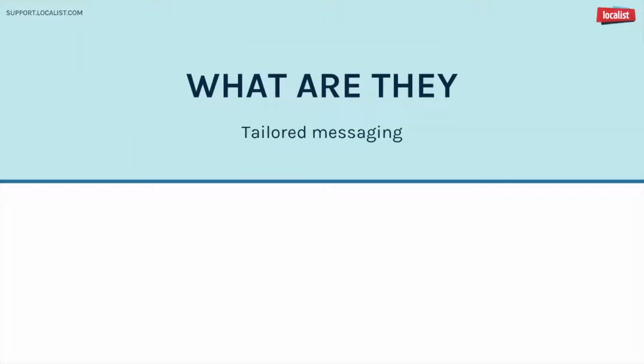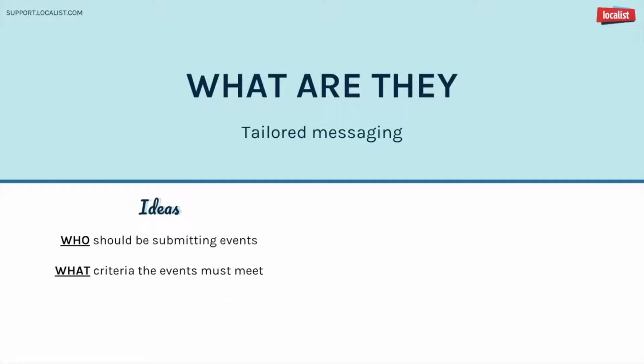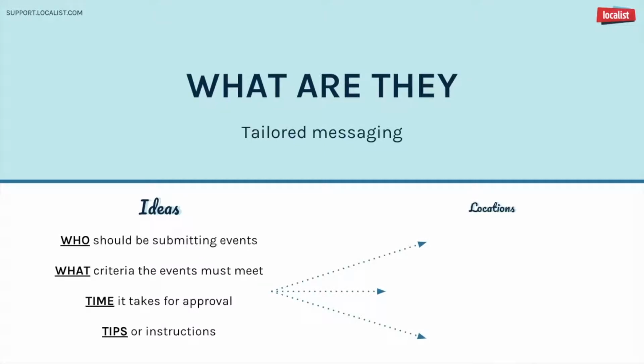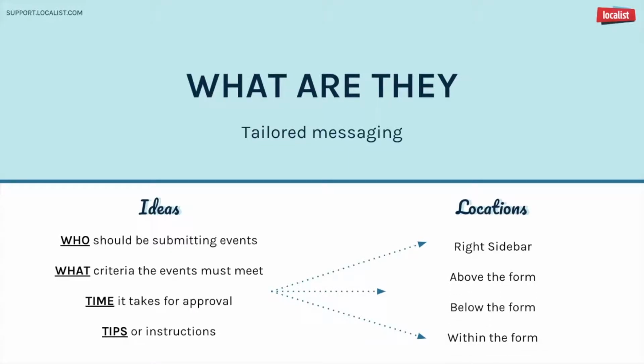These are simply just text placed strategically on or around the form to communicate details like who should be submitting events, what criteria the events must meet to be on your calendar, the turnaround time on event approvals, or maybe light instructions or some tips. There are 4 main pieces of the event submission form we are going to focus on today: the right sidebar, above the form, below the form, and within the form.